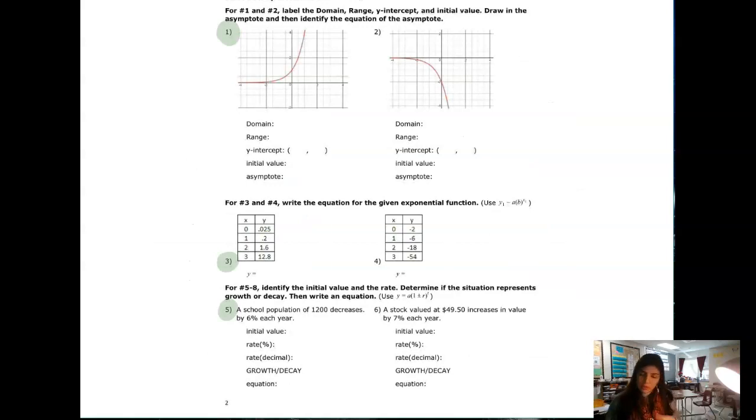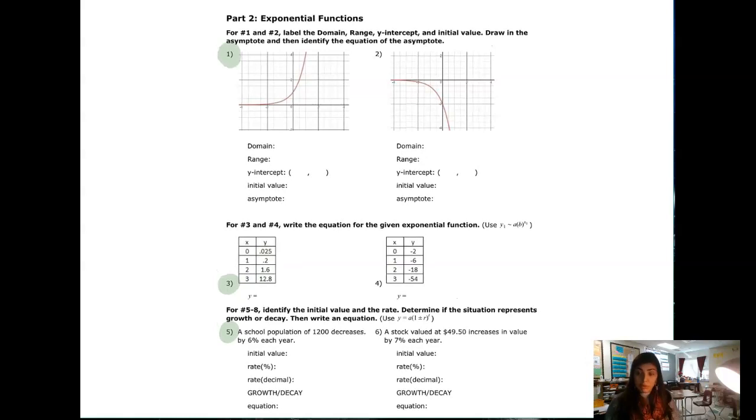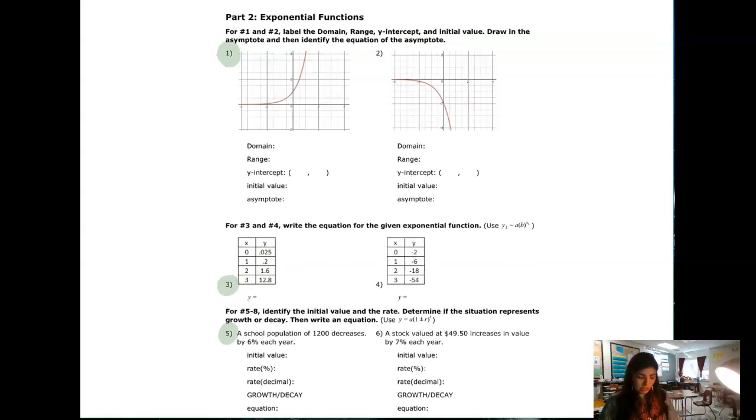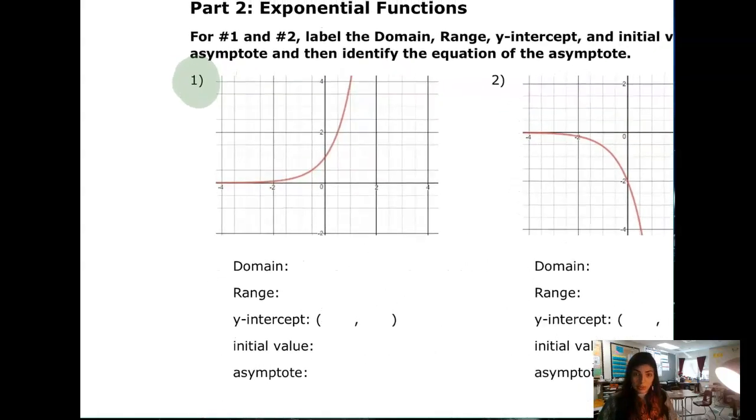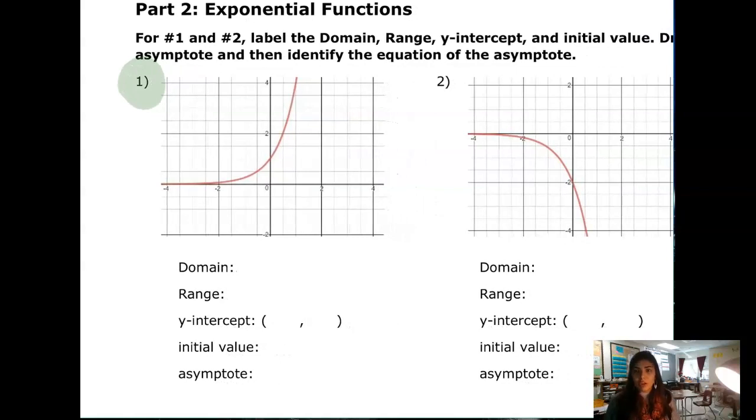We're going to do number 1. It starts our exponential functions here. Okay, worrying about exponential functions means we're no longer doing linear equations, we're doing lines. They're called exponential functions because in the equation, the x is an exponent. For this one, it asks me to label the domain and range, the y-intercept and initial value, draw the asymptote, and identify the equation of the asymptote.